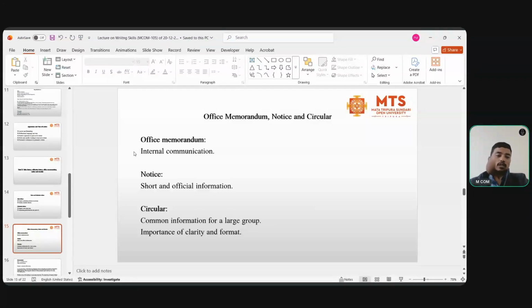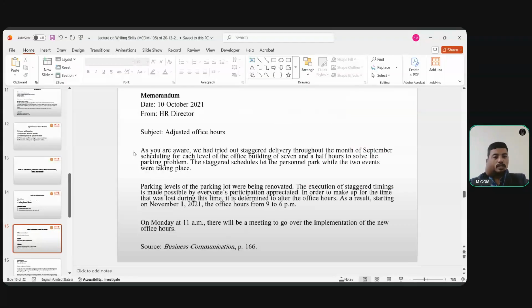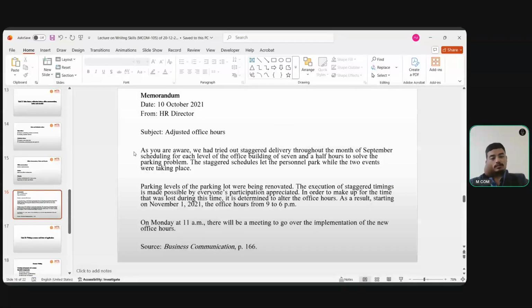And here I have provided the example of a memorandum. The sample of memorandum from SLM business communication, page number 166. First, what do we have? Date, and then from, memorandum from whom, like director here, and subject of memorandum, and then the body of the memorandum. All right.